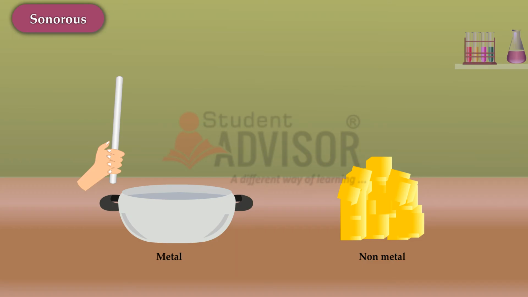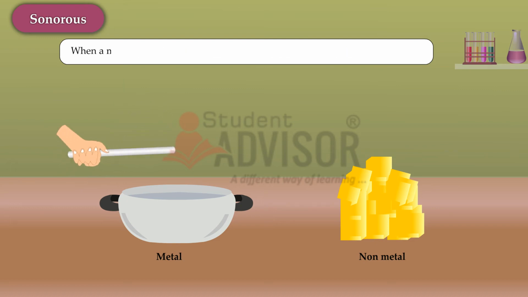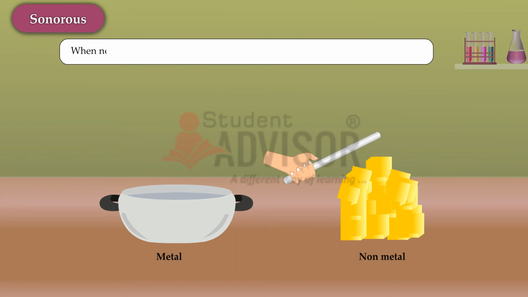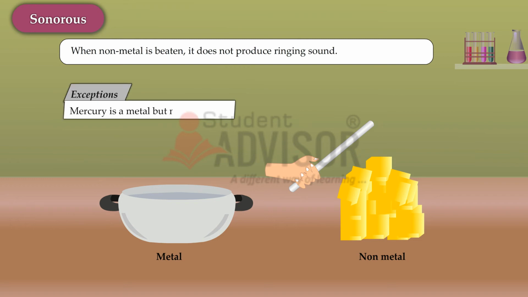Sonorous. Metals are sonorous, that is, they make a metallic sound whereas non-metals are not. When a metal is beaten with something, it produces metallic sound. When non-metal is beaten, it does not produce ringing sound. Exceptions. Mercury is a metal but not sonorous.